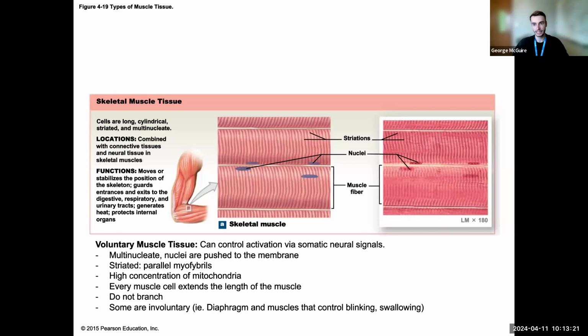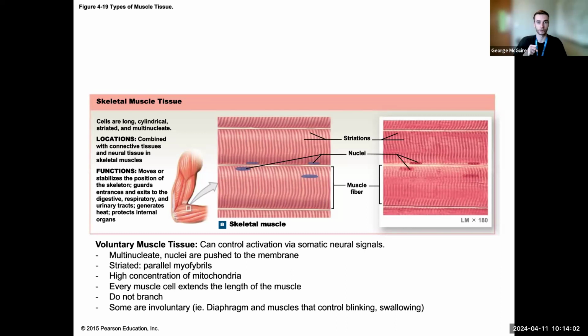Skeletal muscle is unique for a few things. It is the only type of muscle that we can control somatically. So you can use conscious thought to control any of your skeletal muscles. We do have some skeletal muscles that are automatic, meaning they are being activated involuntarily. You don't have to think about them, but when you want to control them, you can. So your diaphragm, the muscles that control blinking, the muscles that control swallowing, we have skeletal muscles involved with all those systems, and you don't have to think about blinking. You don't have to think about swallowing. You don't have to think about breathing. Those are happening involuntarily, but when you want to, you can control them.